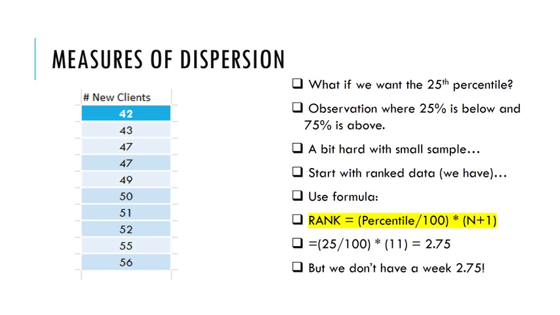Now, what do we mean by 2.75? We're talking about week 2.75 or the 2.75th observation, right? In other words, the 2.75th row. But we don't have a week or a row 2.75, right? We've just got 1, 2, 3, 4, 5, right? On down to 10. So we have to figure out what to do here.